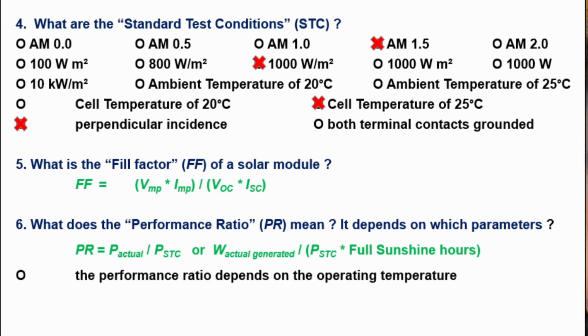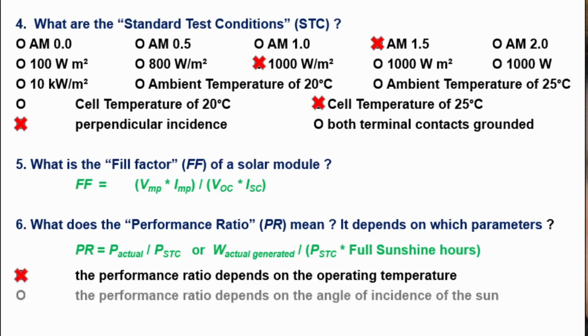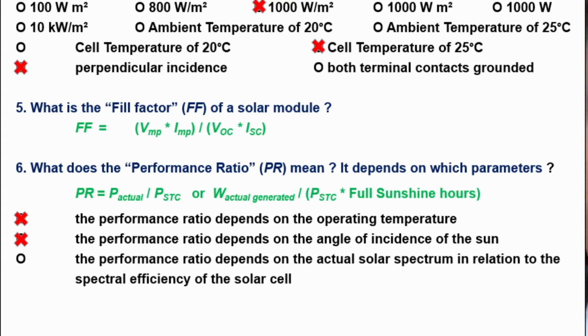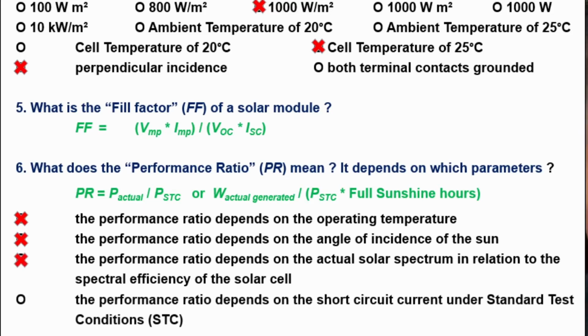Option: the performance ratio depends on operation temperature. I mentioned already, yes, it's true, so we have to cross that. The performance ratio depends on the angle of incidence. Yes, because we have the standard test conditions with perpendicular incidence, but in reality the incidence angle is much flatter. That means you have additional reflection losses. The performance ratio depends on the actual spectrum of the sun in relation to the spectral efficiency of the used solar cell. Yes, that's also true. And the performance ratio depends on the short circuit current under standard test conditions. No, that's not true.